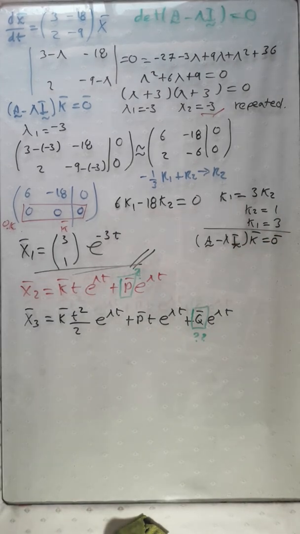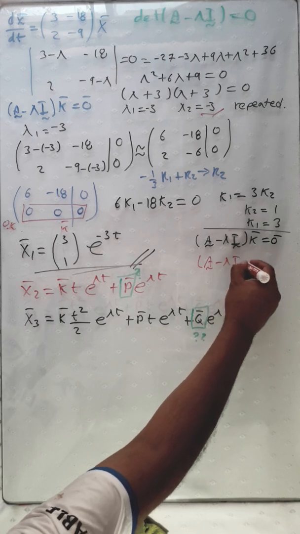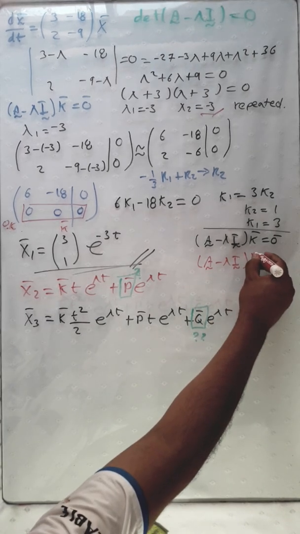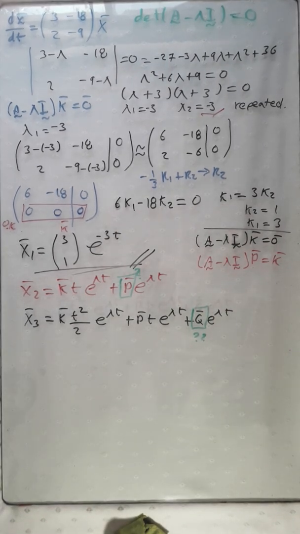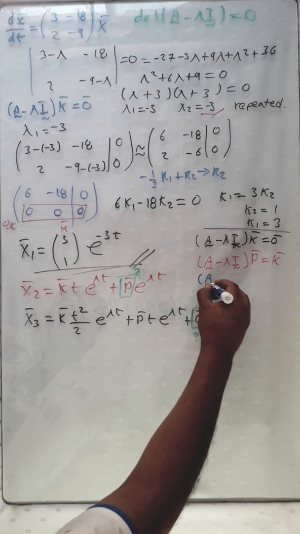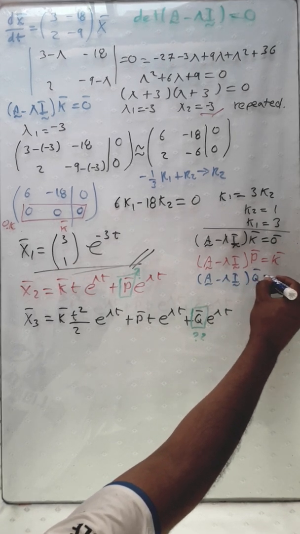Now, to find the p vector is going to be something very similar. It is the same, A matrix minus lambda identity matrix, but here you have a change: p vector equal to k vector. And that is the formula to find the p vector. Now, to find the q vector, the base will be the same: A matrix minus lambda identity matrix times q vector equal to p vector.